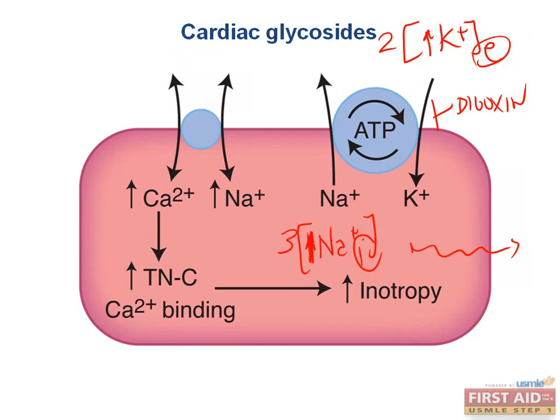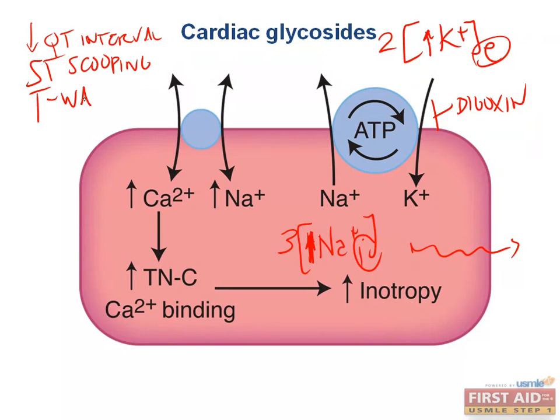So this is why accumulating a bunch of positive potassium ions on the outside of the cell and even more sodium ions inside the cell is a really, really bad situation. So number 1, accumulation of potassium on the outside of the cell can lead to some severe side effects related to hyperkalemia. We have way too much potassium in the blood. Hyperkalemia can present with a decreased QT interval, ST scooping, and T-wave inversions.